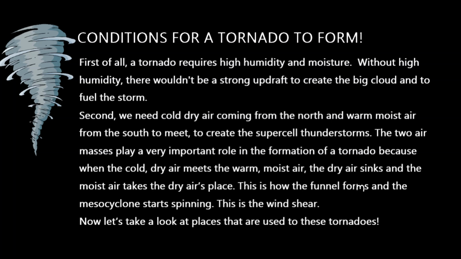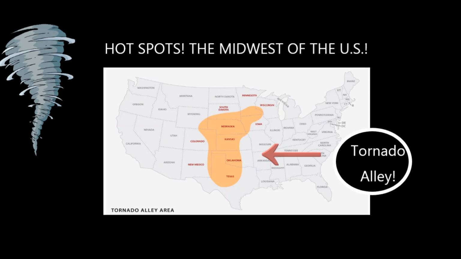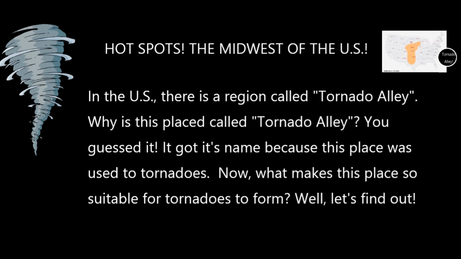Now let's take a look at places that are used to these tornadoes. In the US, there is a region called Tornado Alley. Why is this place called Tornado Alley? You guessed it. It got its name because this place was used to tornadoes. Now, what makes this place so suitable for tornadoes to form?